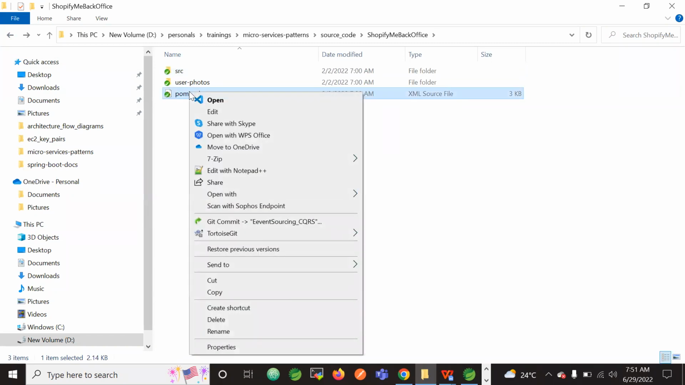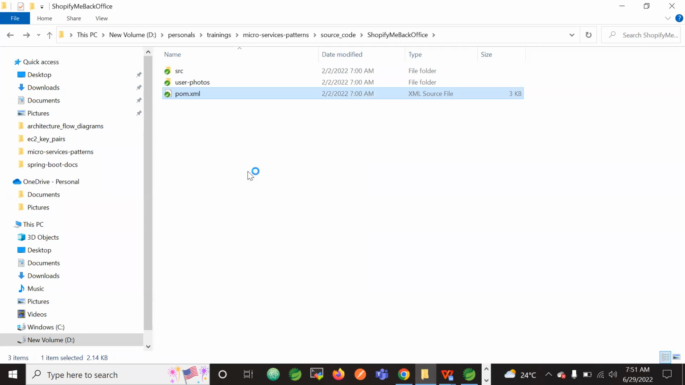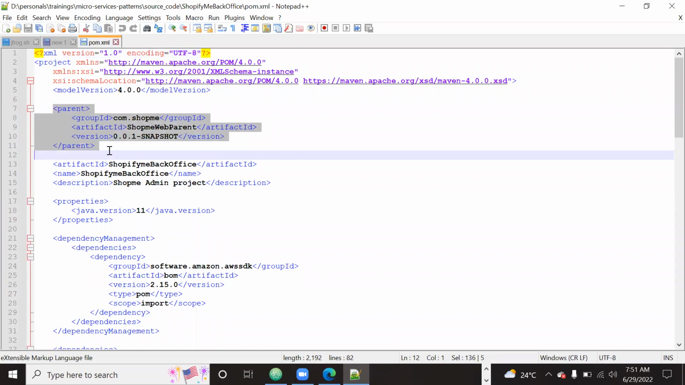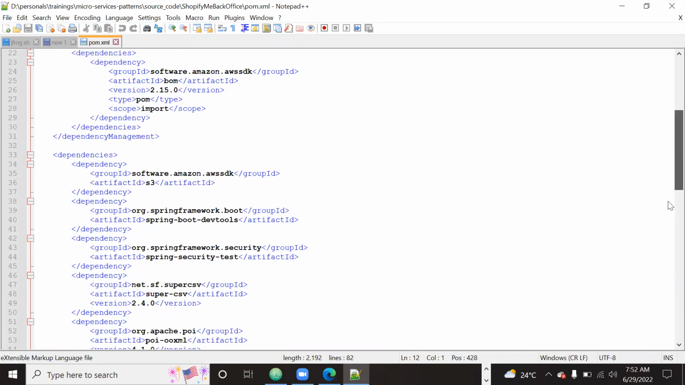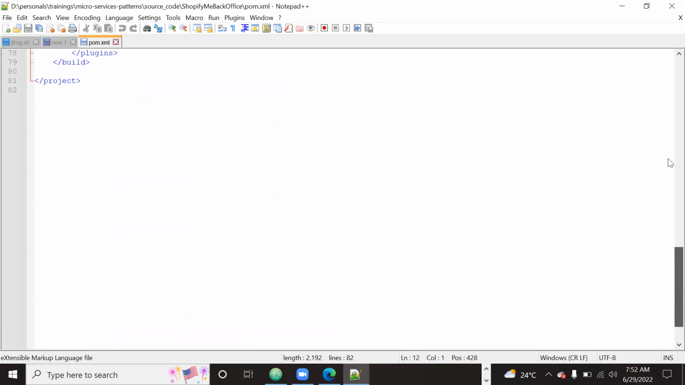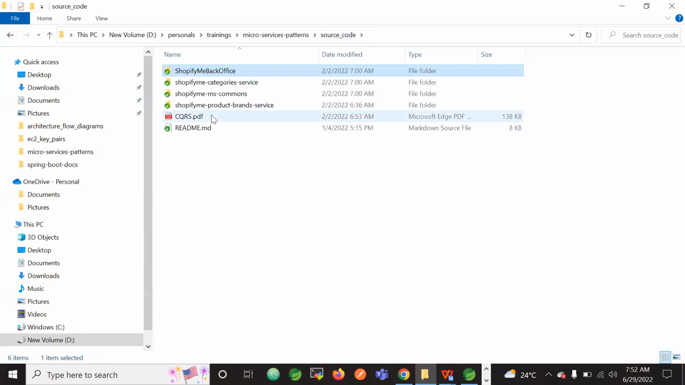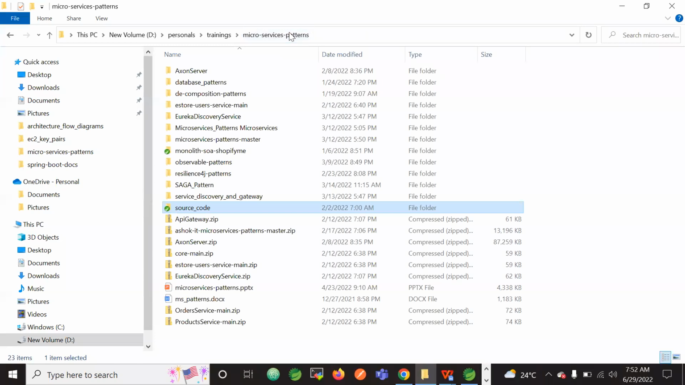Let me try to open this back office application's pom.xml file. So it is a Spring Boot application. The Shopify web parent SDK. There is a parent for this project, Shopify web. This is not here. Let me showcase the monolithic application first. Monolith SOA Shopify.